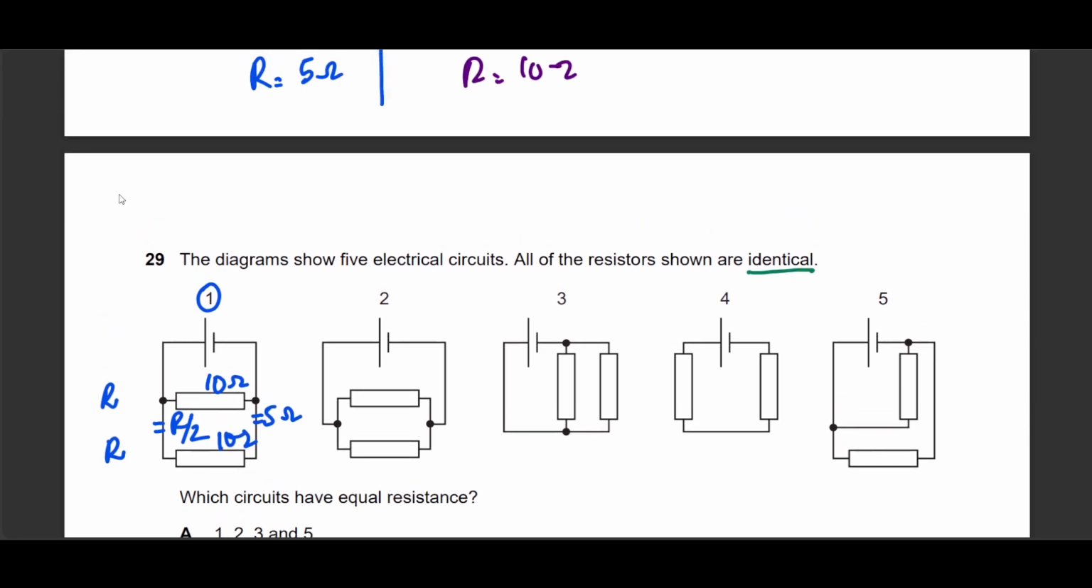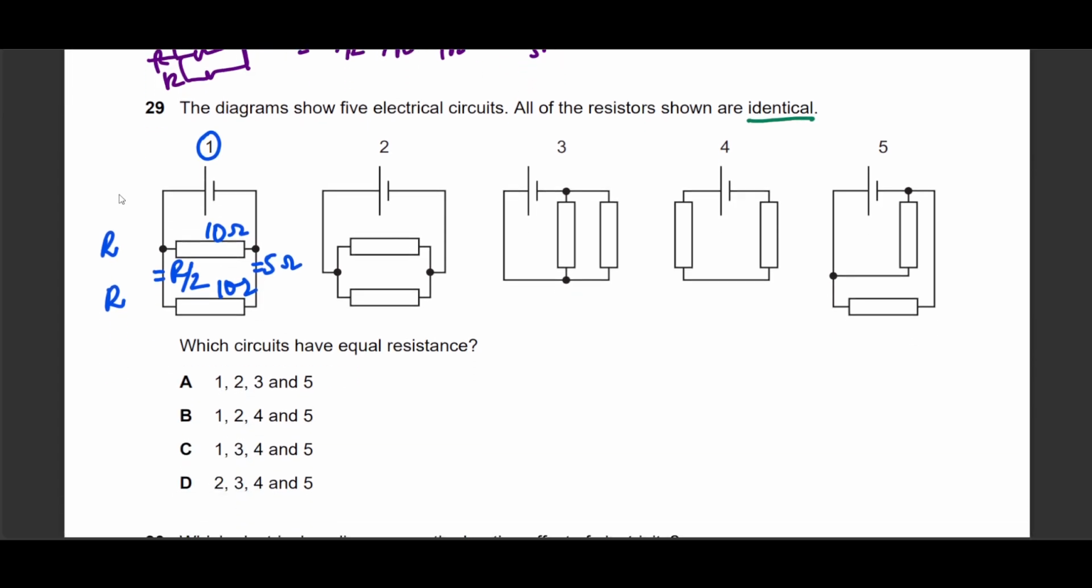Let's continue the trick. If there were 3 identical resistors, R, R and R, the total resistance using 1 over R plus 1 over R plus 1 over R would come out as R by 3. So if they are identical and 2 in number, it will be halved. If there are 3, it will be R by 3, or 10 divided by 3, or 20 divided by 3. Similarly, we can see that in option 2, they are exactly connected in parallel as well. So this will be R by 2 in combination.